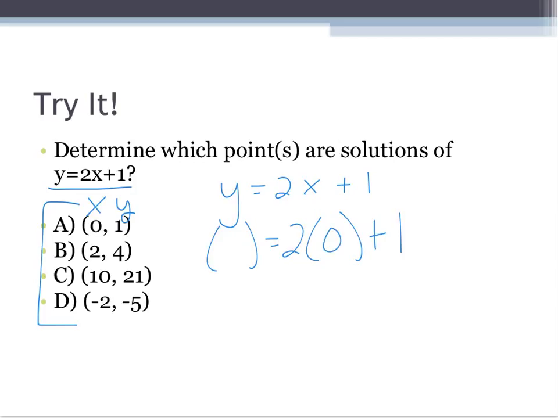For the first one, put 0 in for x and 1 in for y. So you have 1 equals 0 plus 1. 1 equals 1. That is true. That is a solution.